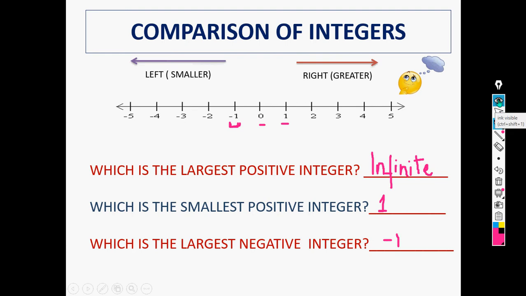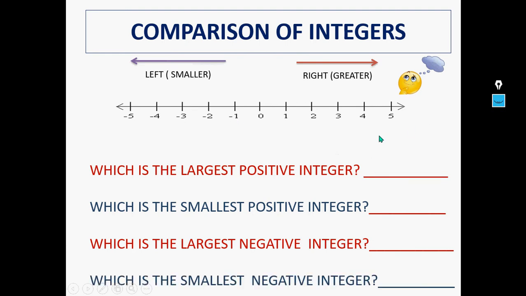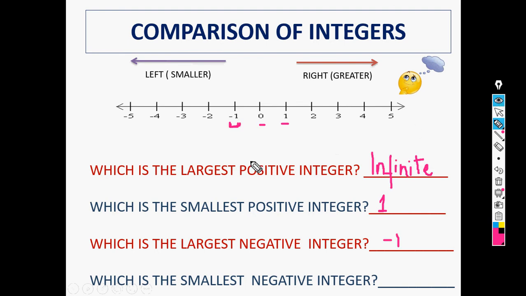And the last question for you is, which is the smallest negative integer? Can you answer that looking at the number line? If this is the largest, the smallest will be somewhere on this side. And as you know that the counting doesn't end, so the answer will be infinite. Yes, so I'm writing here the answer. There is our answer, infinite.